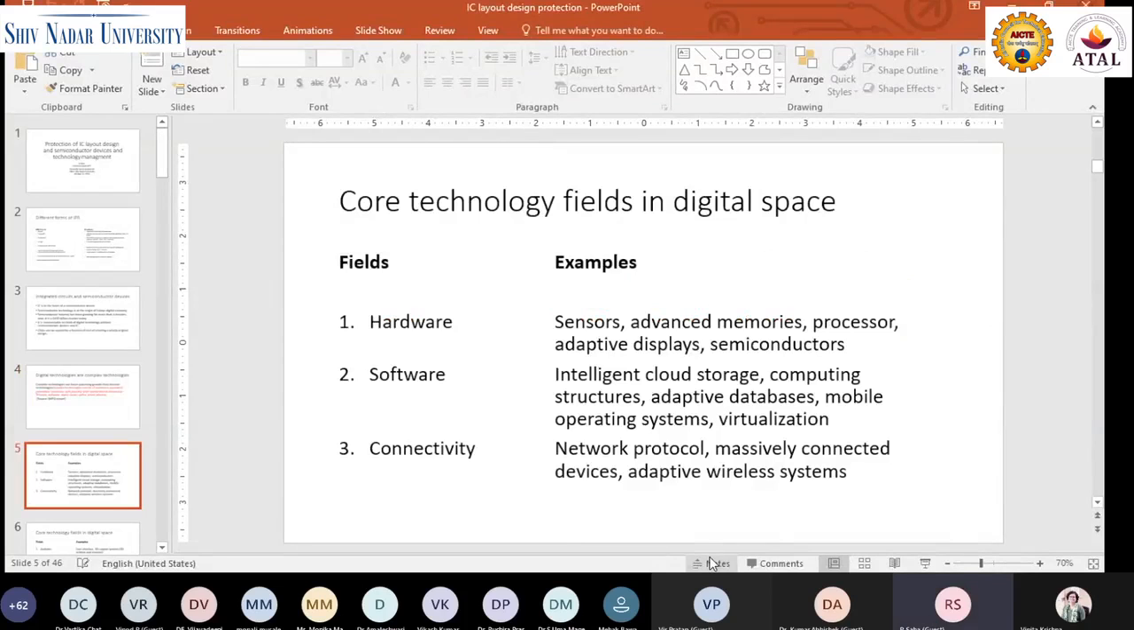So what are the areas of technologies in the digital space? One is the hardware. I mentioned it earlier. Hardware would mean sensors, advanced memories, processors, adaptive displays, semiconductors. In fact, sometimes the sensors are also built into semiconductors. Then you have software, which would mean cloud computing, storage, adaptive databases, and virtualization, when you talk about AR and VR. Then connectivity, which would mean network protocol. Basically, two persons holding smartphones or any mobile phone are able to talk to each other.